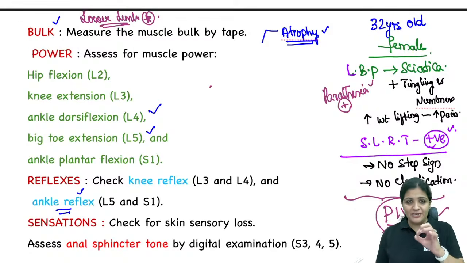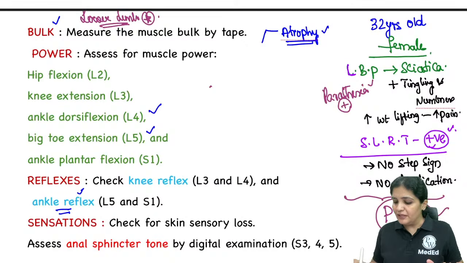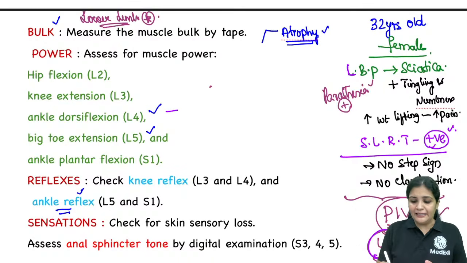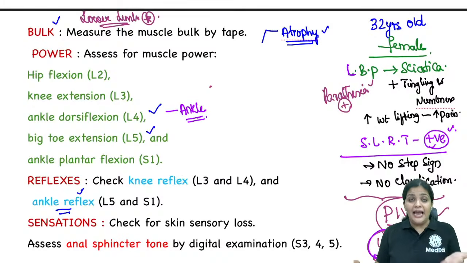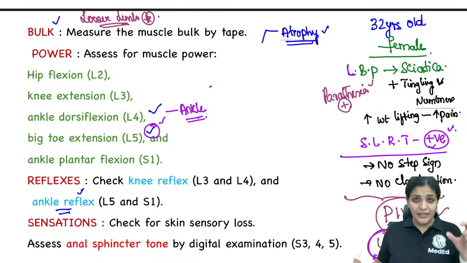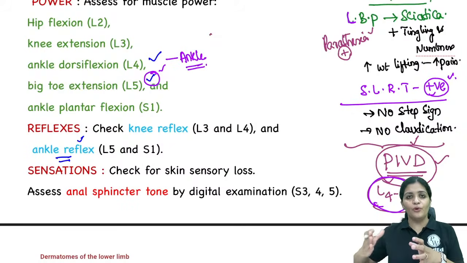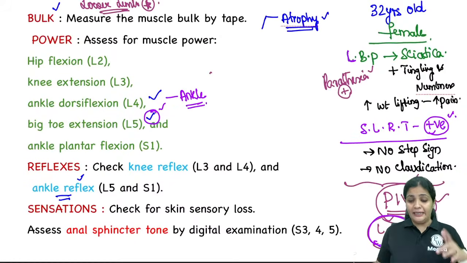Whichever level it is, that will be weak. For example, let us assume that this is a disc prolapse of L4 and L5. Whenever we are dealing with an L4 and L5 disc prolapse, you will see that there is some abnormality in the ankle dorsiflexion, because L4 is ankle dorsiflexion and great toe extension is L5, right? So let us assume that we are dealing with a disc prolapse at the level of L4 and L5. Now L4 is ankle dorsiflexion and L5 is great toe extension.